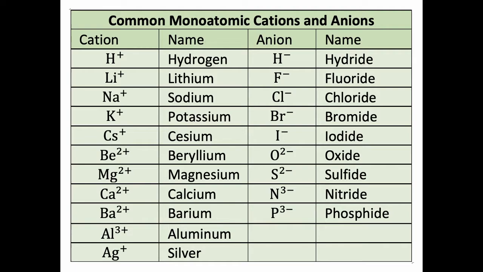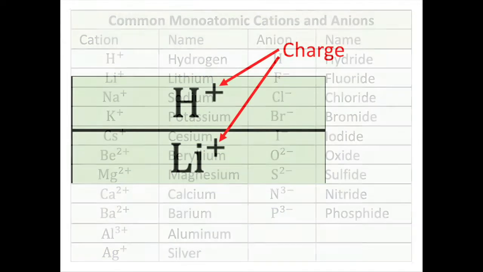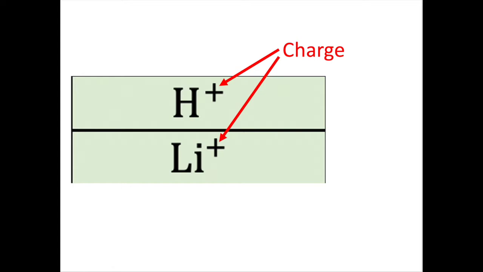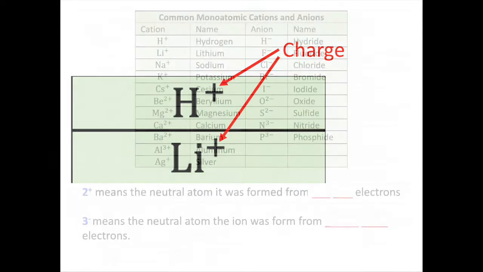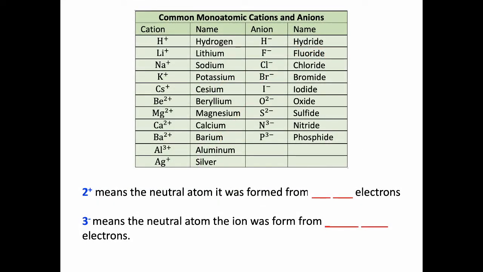Here's a chart with the names of some common anions and cations. The superscript in the upper right-hand corner tells you the charge on the ion. For example, a 2+ means that the neutral atom it was formed from lost 2 electrons. A 3- means the neutral atom that the ion was formed from gained 3 electrons.